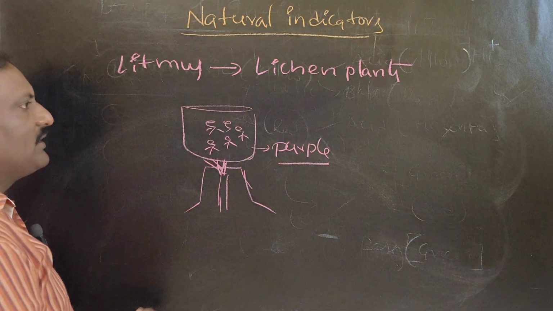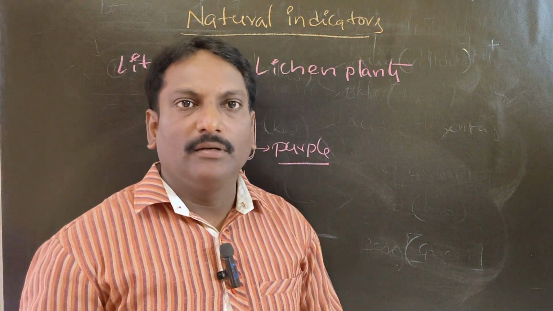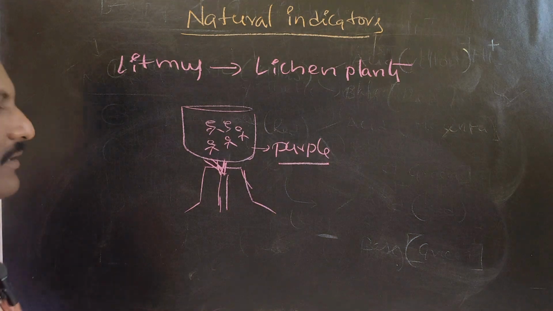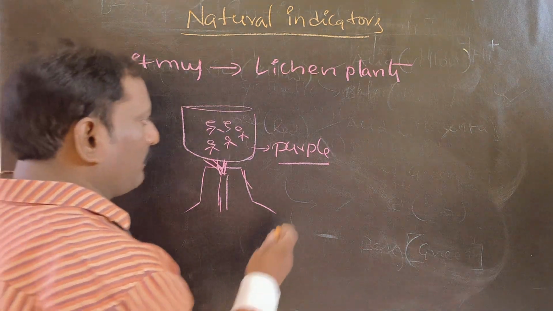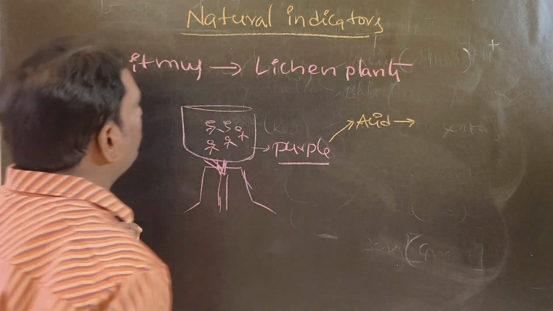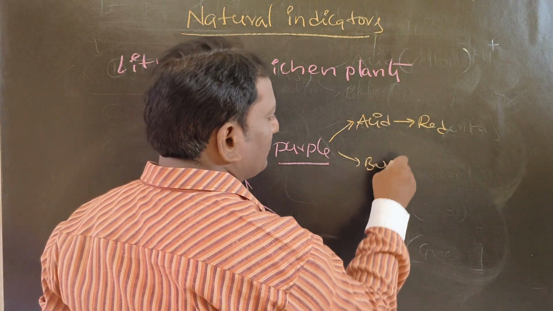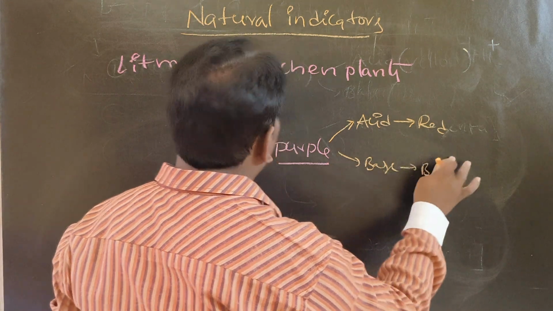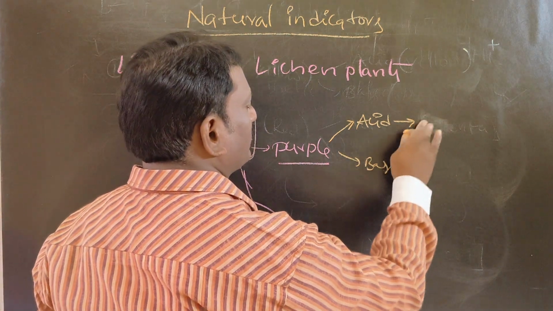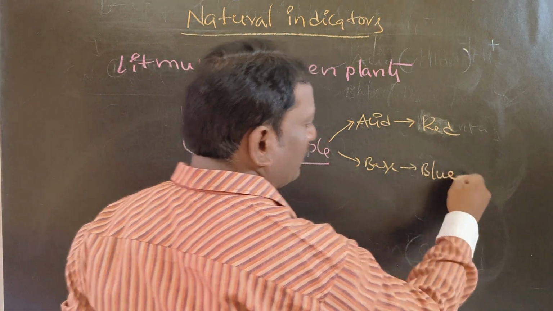So you can use litmus solution directly as an indicator to know the difference between acid and base, or distinguish acid and base. Purple color substance in acid changes to red color, in base changes to blue color. Acid red, base blue. Yes, right.